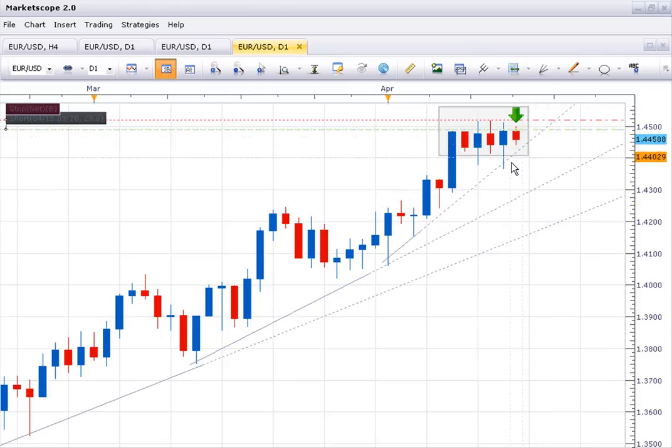If it breaks through this trend, on the other hand, then the odds and probability for this to head back down to the first level of demand, which is about the 143.20, is more than likely to happen.